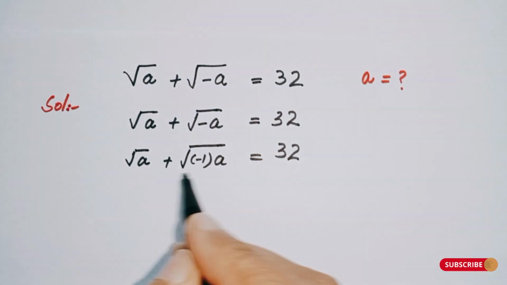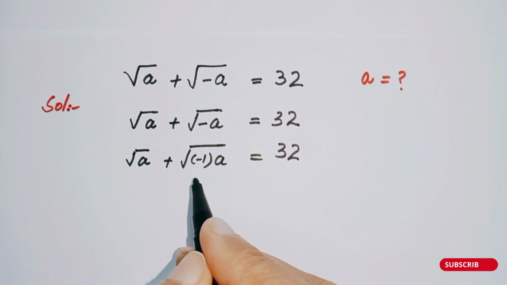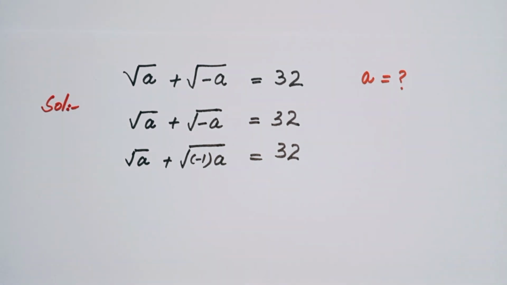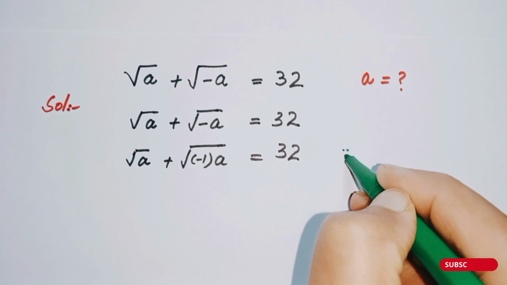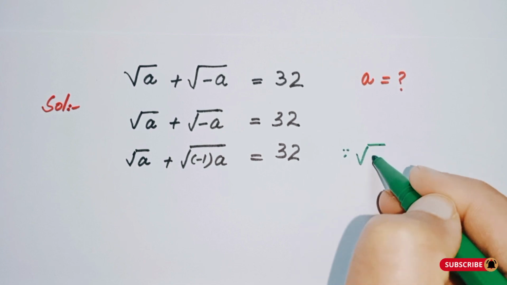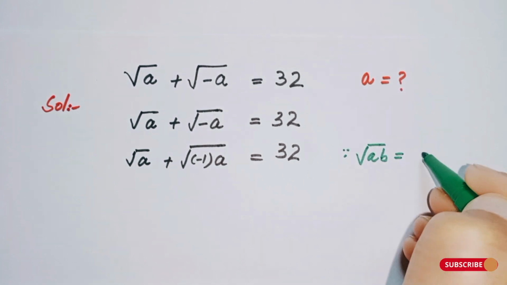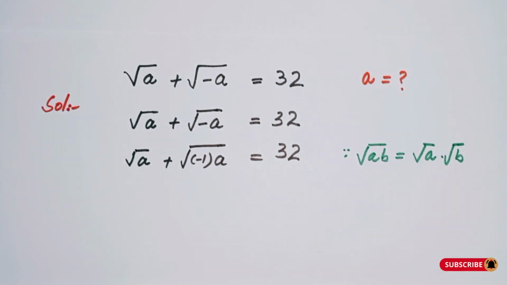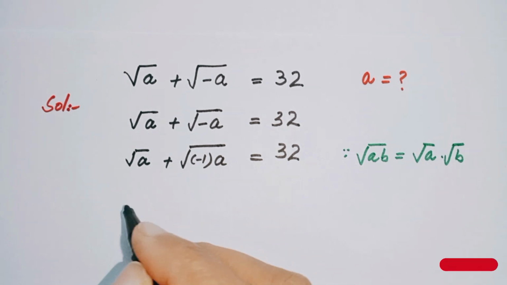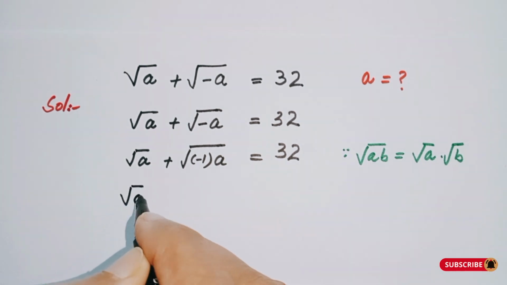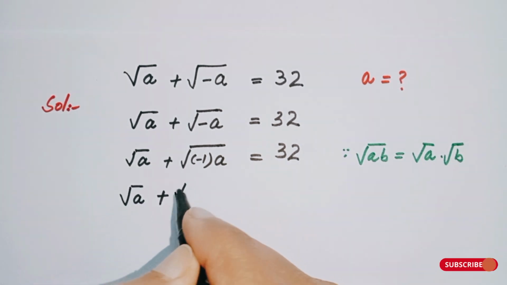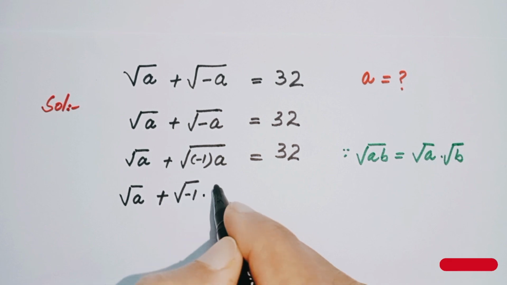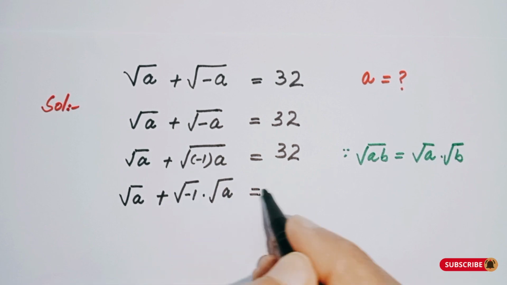In the next step, I will use a very well known property. If we have square root of a times b, we can write it as square root a times square root b. So I am going to use this property here. We will write square root a plus square root minus 1 times square root a is equal to 32.